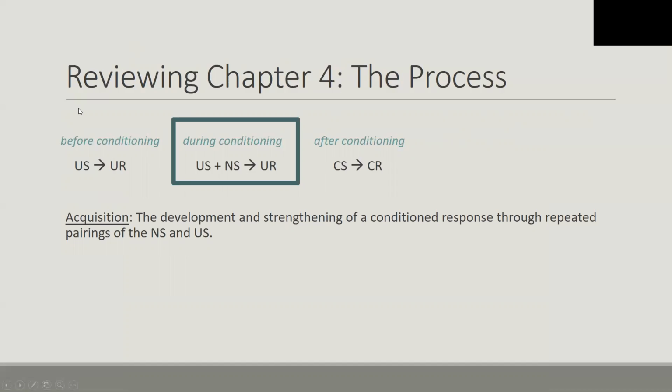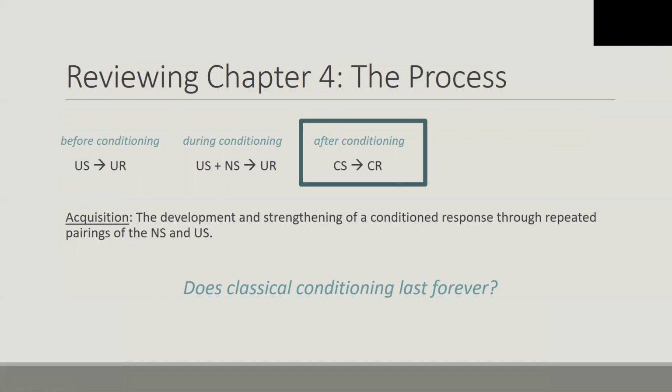And so before conditioning, that's not anything, that's just how things occur naturally. But during conditioning, while the unconditioned stimulus and the neutral stimulus are being paired together in time, we call this the acquisition phase. So the development and strengthening of a conditioned response through repeated pairings of the neutral and unconditioned stimulus. So that should be a pretty easy one to take over.